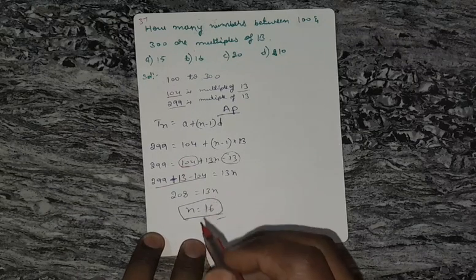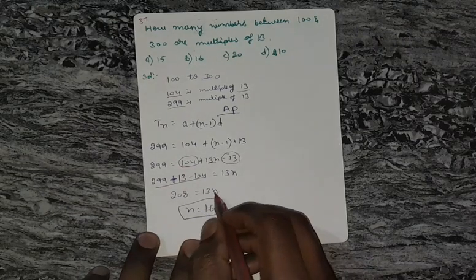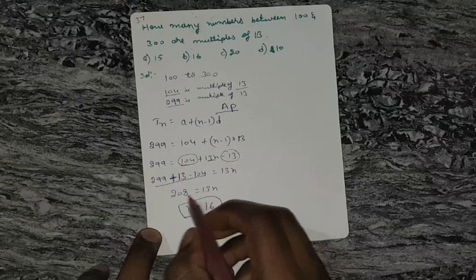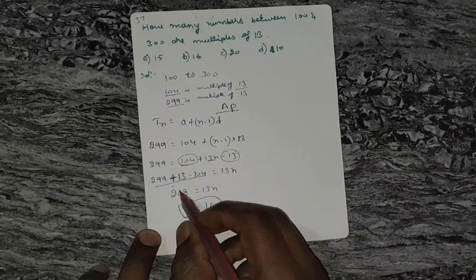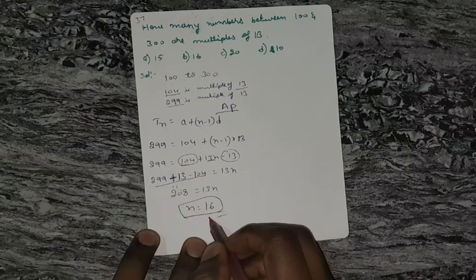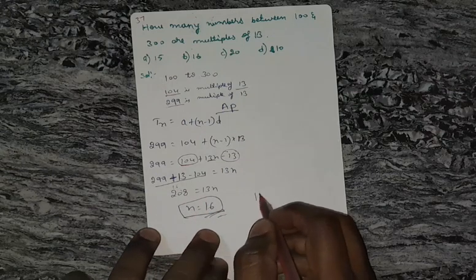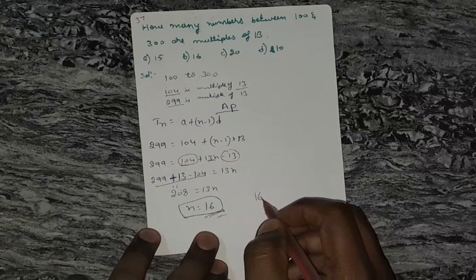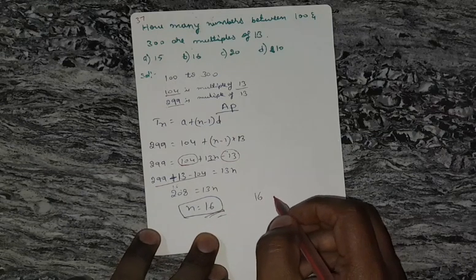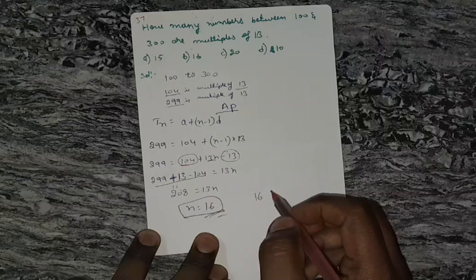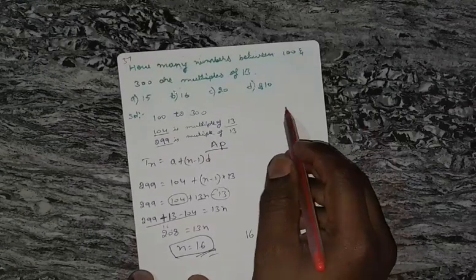We have to find how many terms, that is n. So 13 sixteens are 208, that is n is equal to 16. There are 16 terms, 16 numbers, those are the multiples of 13 in between 100 and 300.